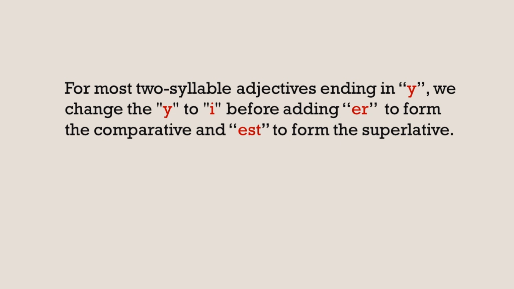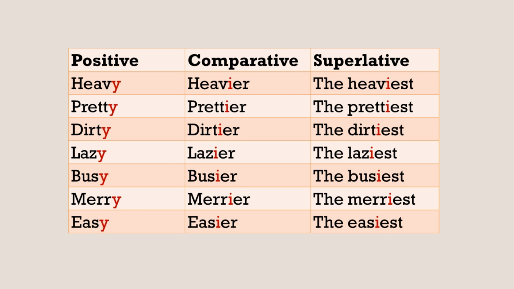Rule 5. For most two-syllable adjectives ending in Y, we change the Y to I before adding ER to form the comparative and EST to form the superlative. Examples: in the positive, we have heavy, pretty, dirty, lazy, busy, merry, and easy. In the comparative, we have heavier, prettier, dirtier, lazier, busier, merrier, and easier. And in the superlative, we have the heaviest, the prettiest, the dirtiest, the laziest, the busiest, the merriest, and the easiest.